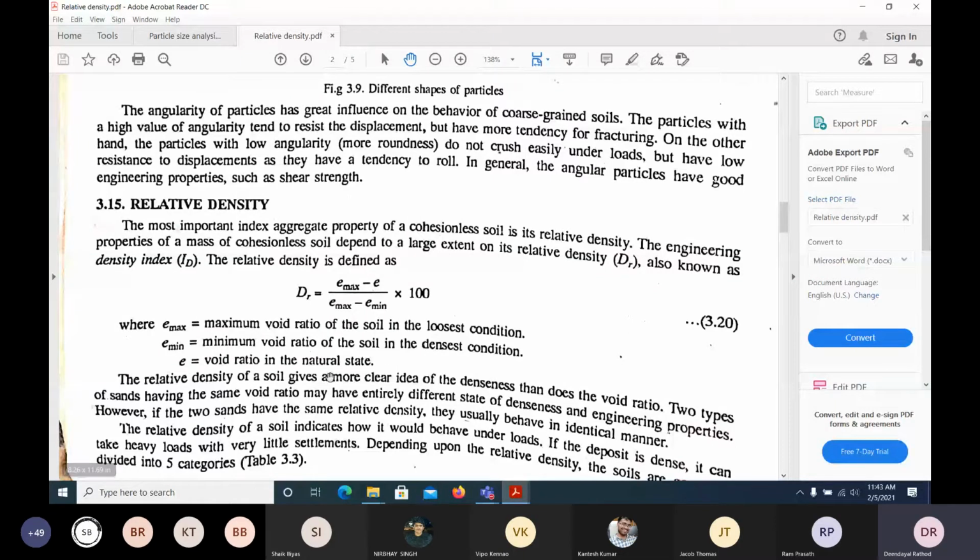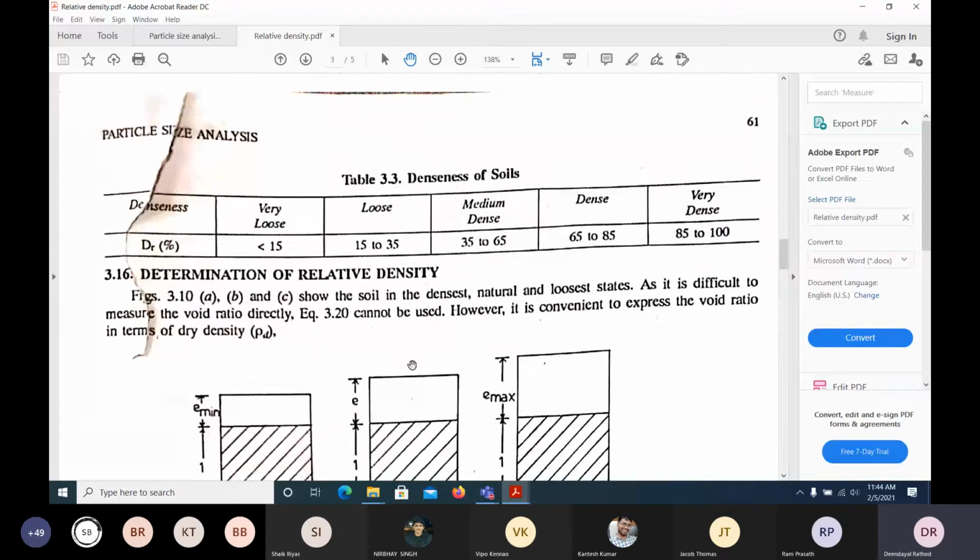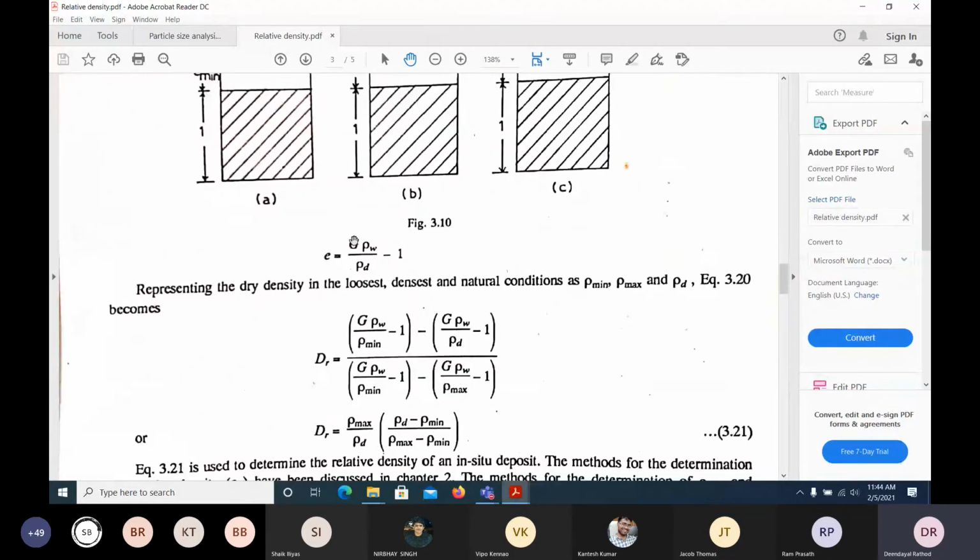e is normally the void ratio in the natural state. This natural state void ratio we can find out easily, because in the last class we saw that we can use the sand replacement or core cutter method, mass by volume will give the bulk density or bulk unit weight. From the bulk density, we can calculate the dry unit weight. From the dry unit weight, once you know the specific gravity, you can get e. Dry density is equal to G gamma w by 1 plus e. We have seen these equations.